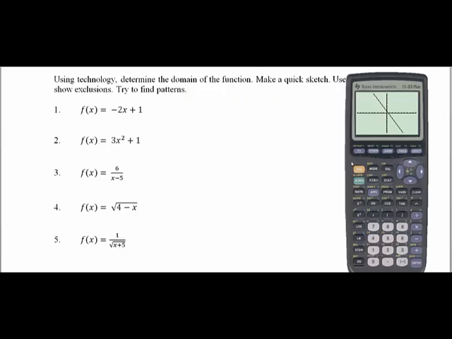Now in problem number 2, we don't actually have a linear graph. I'm going to change that to 3x squared plus 1, and we're going to hit graph. We're going to see this is a little bit of a pitchfork in terms of its shape. So that means that we are again going to make a quick sketch of this.